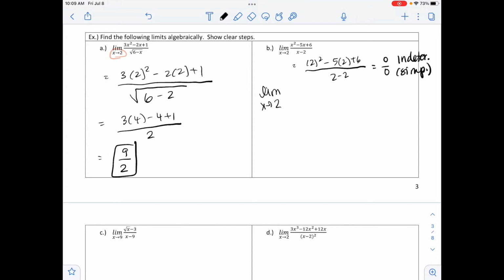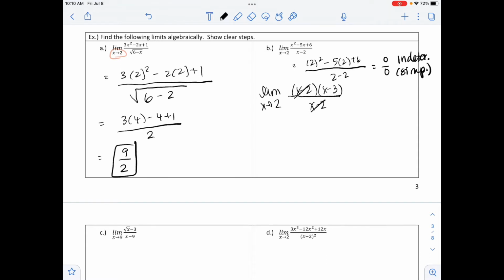So looking at the numerator, I realize we can factor this. So multiplies to 6 and adds to negative 5 would be x minus 2 and x minus 3. And then our denominator was x minus 2. And so these x minus 2 factors will reduce.